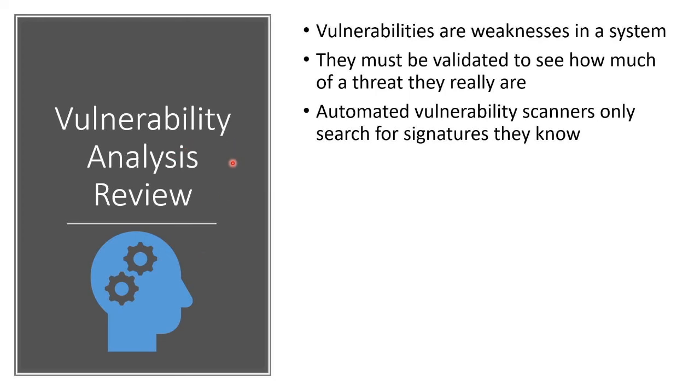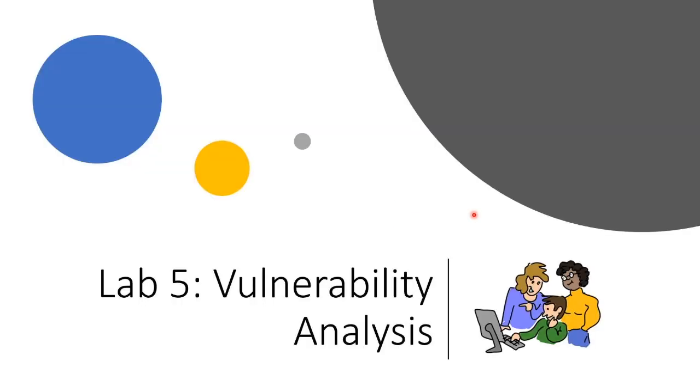So let's review what we know. Vulnerabilities are weaknesses. But you can have all sorts of weaknesses that can't actually be exploited. You need to validate your vulnerabilities, that's where you, the ethical hacker, comes in, to see how much of a threat they really are. Automated vulnerability scanners only search for signatures that they know. Nonetheless, admins should use vulnerability scanners, automated ones, every month with updated signatures to see if there's anything new on their network. So let's get on to the lab of vulnerability analysis.